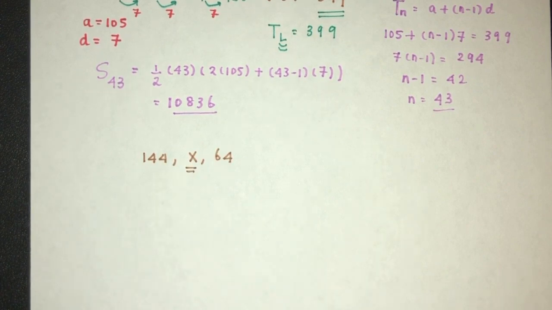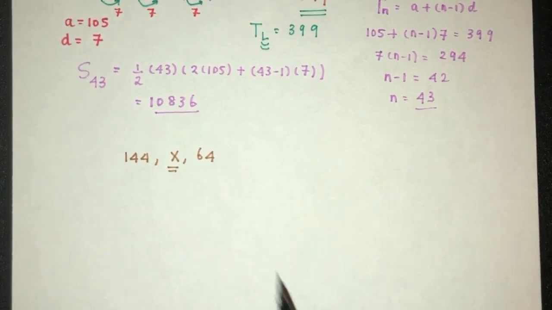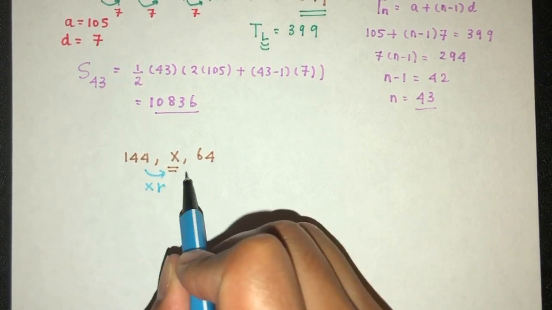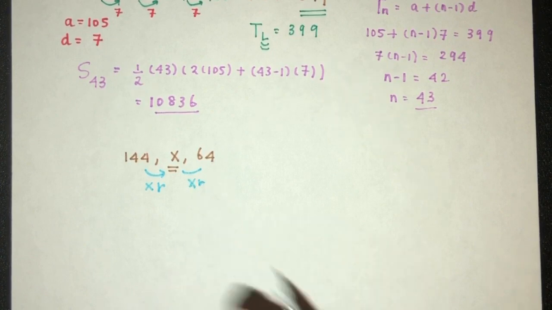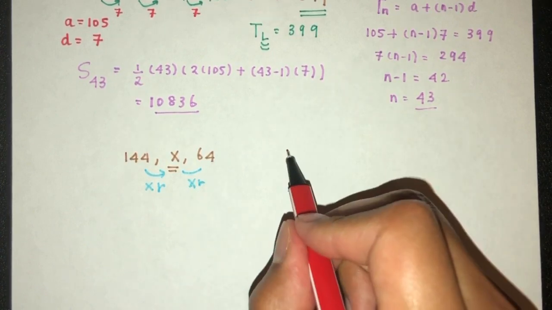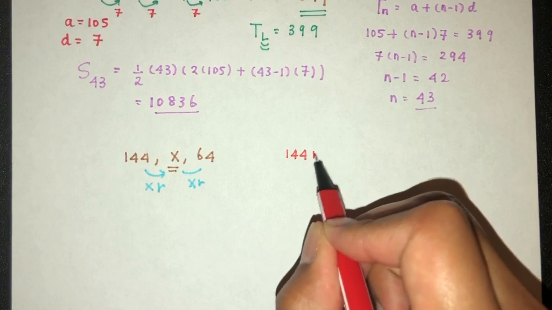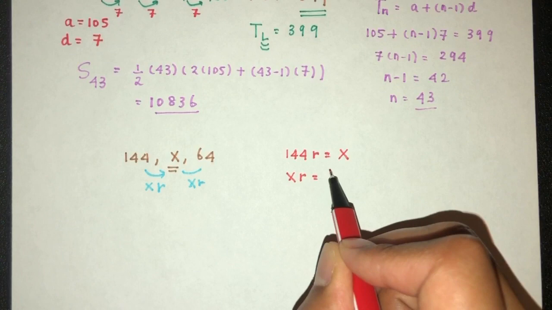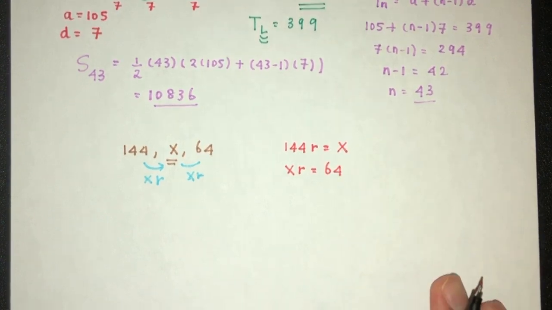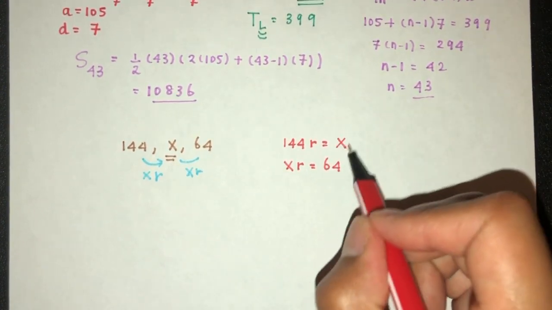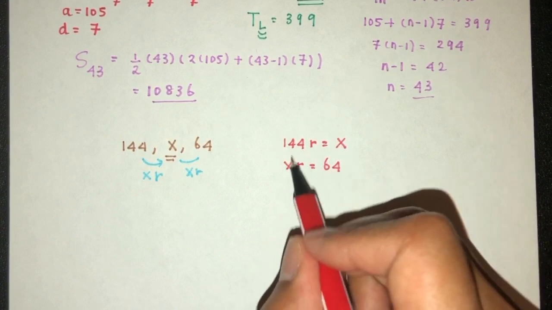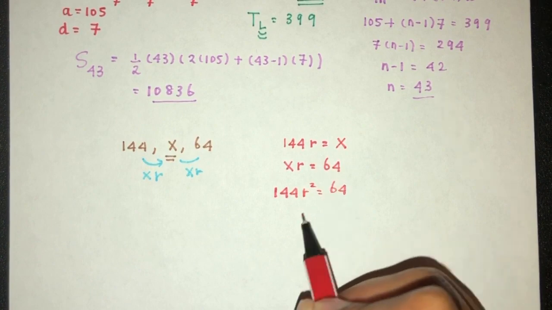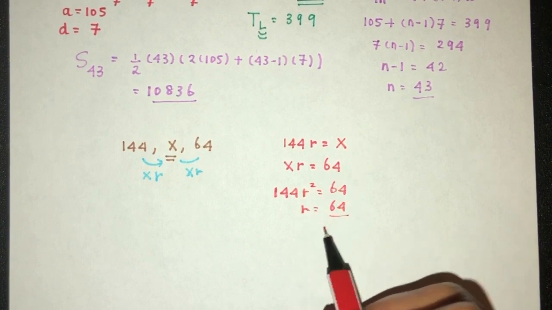Something is missing here: we need to find the common ratio. To find the next term, we always multiply by a common ratio, and the same goes for this one. So we can form an equation. 144 multiplied by r gives you x, and x multiplied by r gives you 64. So we have two equations we can solve simultaneously. Replace x by 144r, so 144r squared has to be 64. r squared has to be 64 over 144.